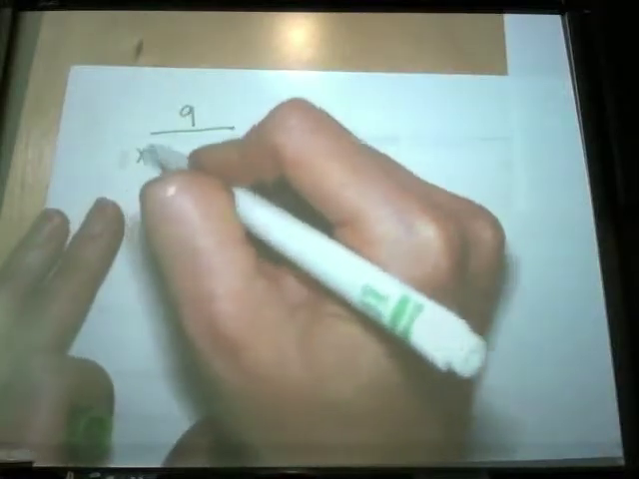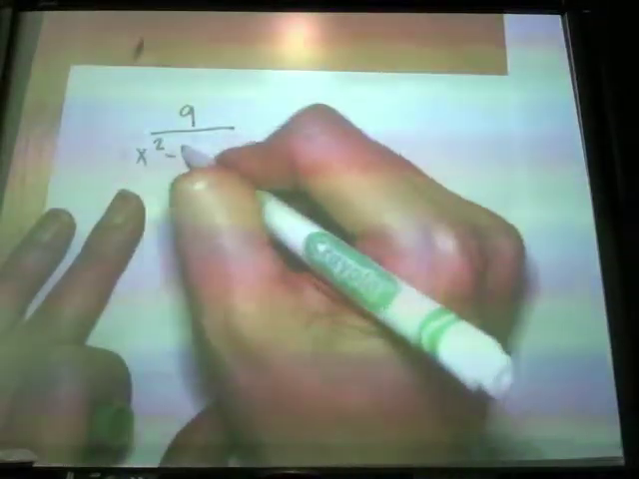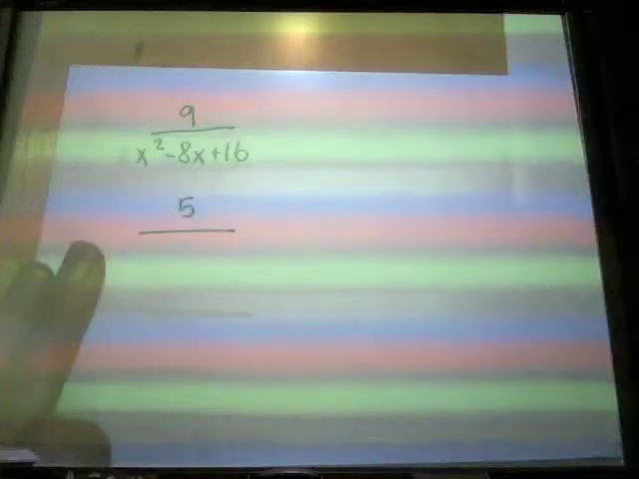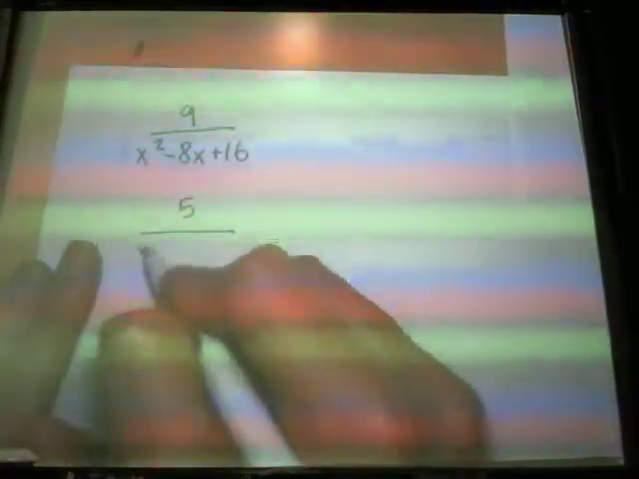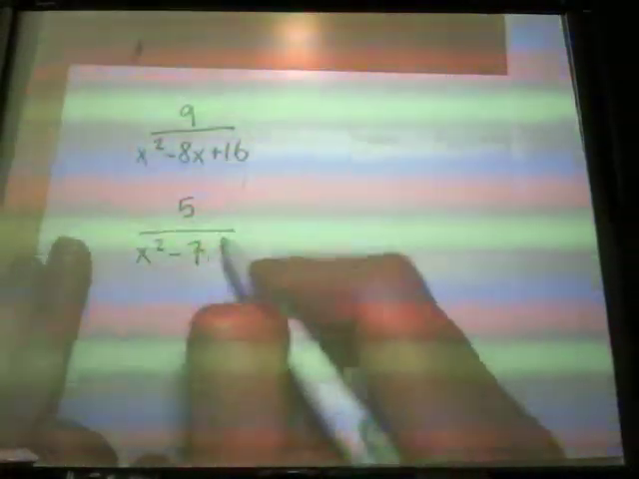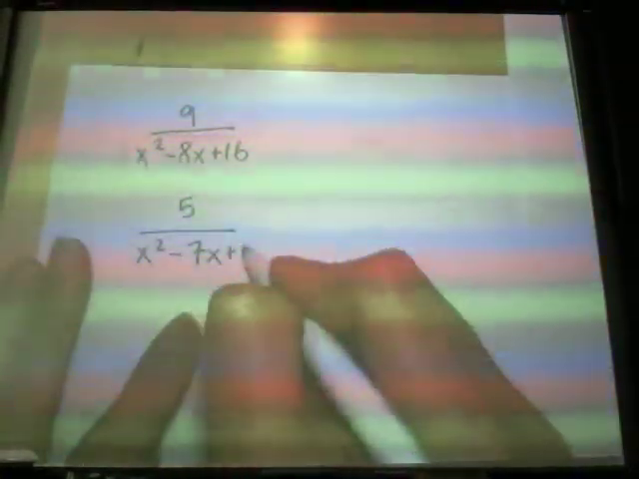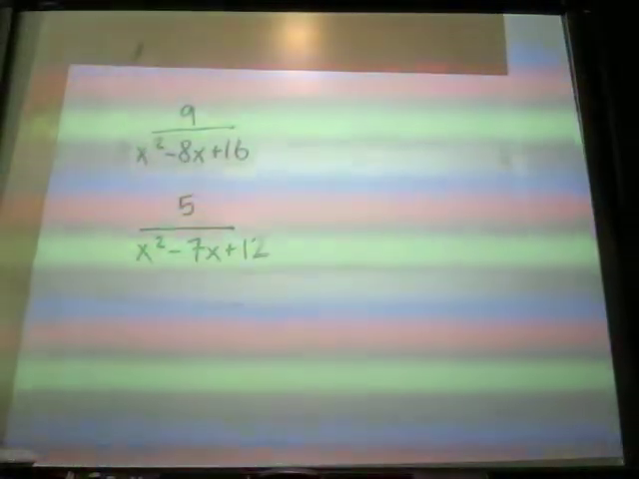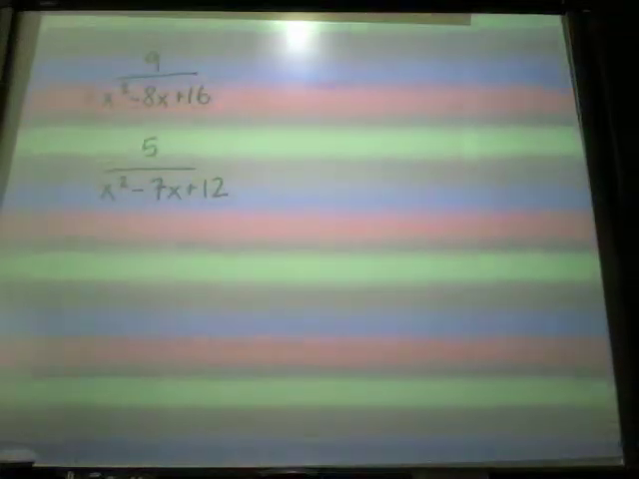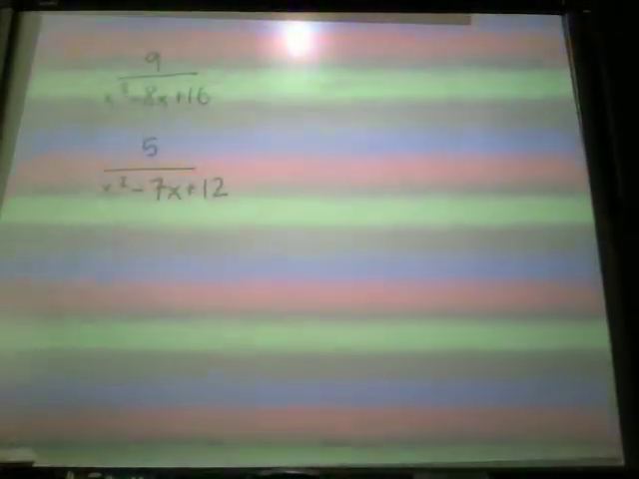Okay, how about a trinomial? 9 over x squared minus 8x plus 16. Now I'm going to go ahead and write this second one underneath, because this one, after we factor it, we are going to rewrite these with their LCD. So we're going to find equivalent fractions. So 9 over x squared minus 8x plus 16. 5 over x squared minus 7x plus 12.